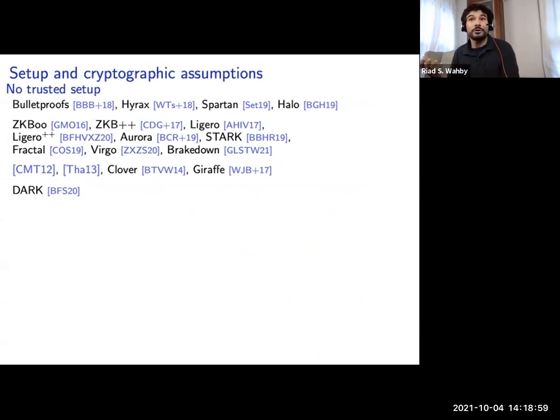So we can also ask whether a system needs trusted setup or not, which I mentioned earlier. When we say trusted setup, what we mean is that there's some computation that's run before any proofs are generated, and that outputs what we call a structured reference string. Now, the structured reference string is used to generate and verify the proofs.